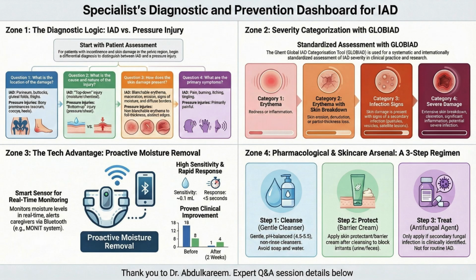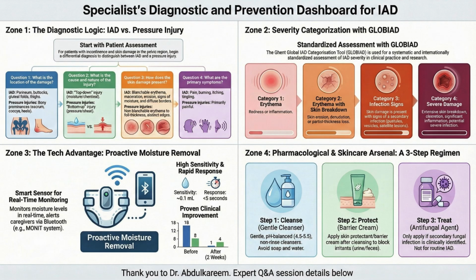And that lack of tracking, that invisibility, leads directly into our first major clinical hurdle, the diagnostic challenge. Big one. The literature provided points out that a huge percentage of IAD cases are misdiagnosed. Misdiagnosed as pressure ulcers? Yes. And that is the fundamental error we need to correct today. If you take nothing else away from this deep dive, take this. You absolutely must distinguish the mechanism of injury.